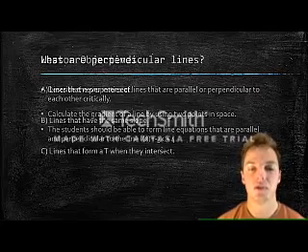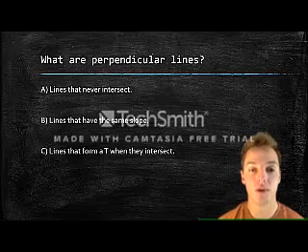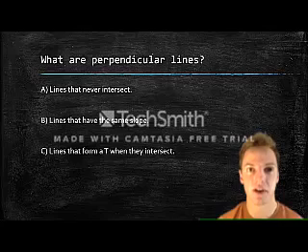Okay, I have a question for you guys. Please give me your answer in the discussion. What are perpendicular lines? Lines that never intersect, lines that have the same slope, lines that form a T when they intersect. Indeed, it is number C, lines that form a T when they intersect. They form a 90-degree angle, to be more precise, when they intersect.